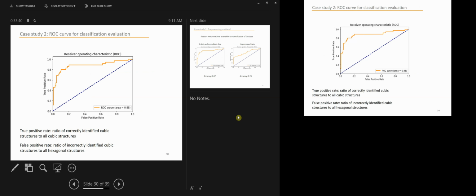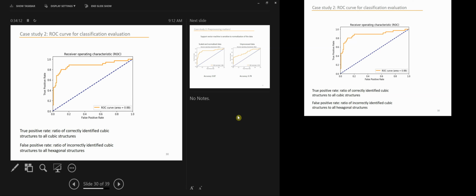So another very important characteristic and evaluation metric in support vector classification is a curve known as the receiver operating characteristic, or ROC curve. The ROC curve plots the true positive rate versus the false positive rate. For example, the true positive rate is simply the ratio of correctly identified cubic structures to all of the cubic structures. And here the dashed diagonal line is basically equivalent to a random guess.